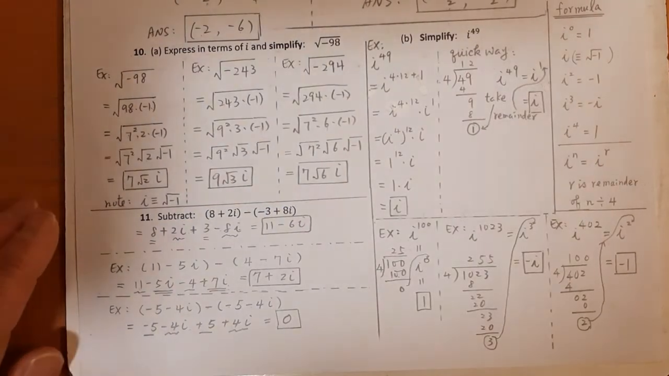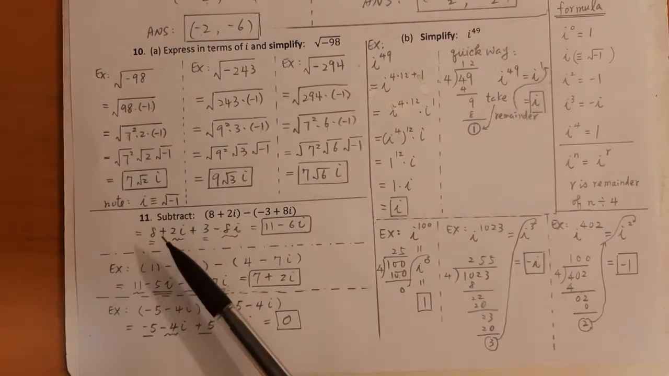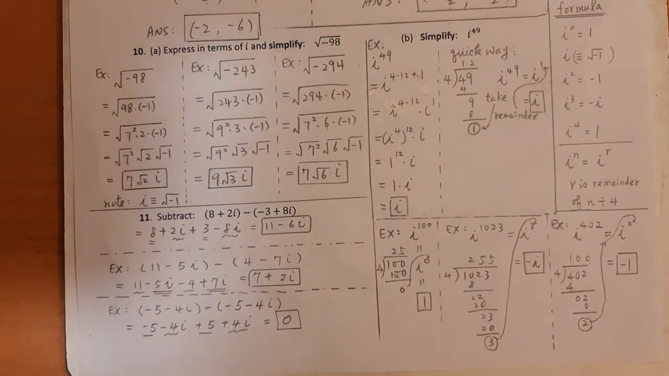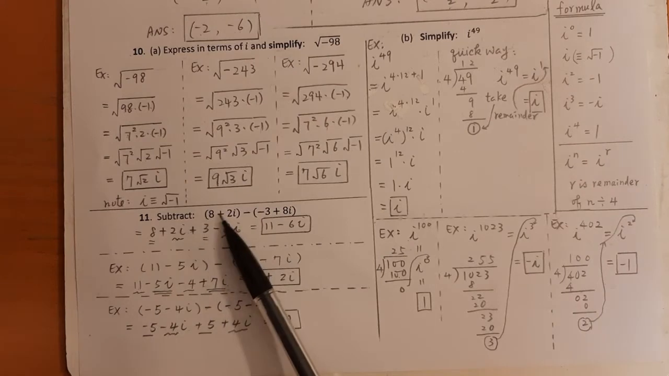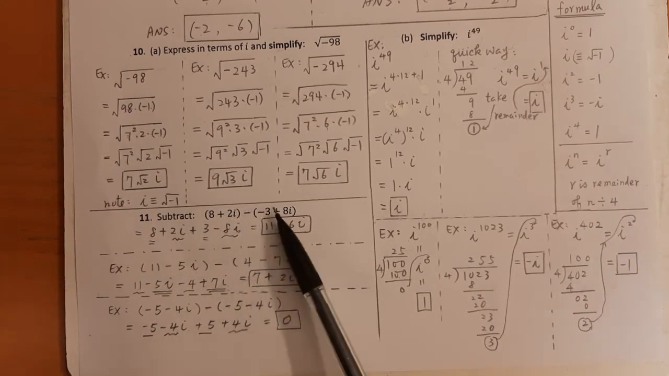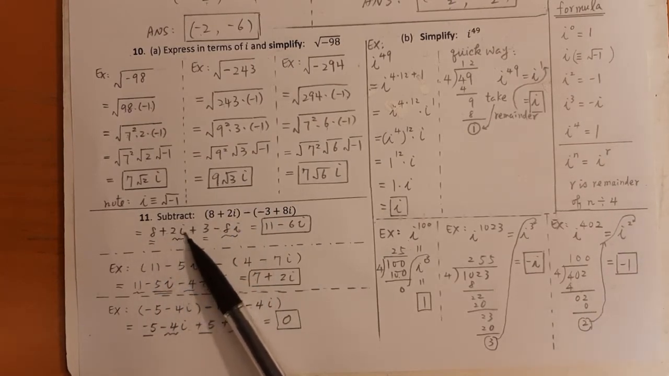Question 11. Subtract two complex numbers. The two are complex numbers. Do subtraction. A plus 2i.